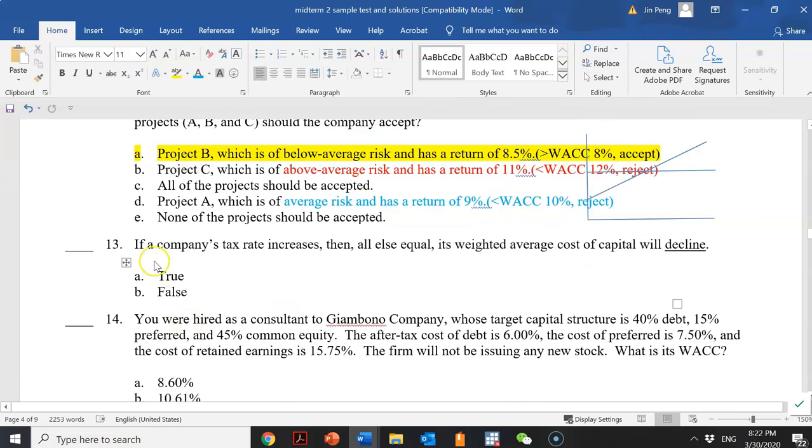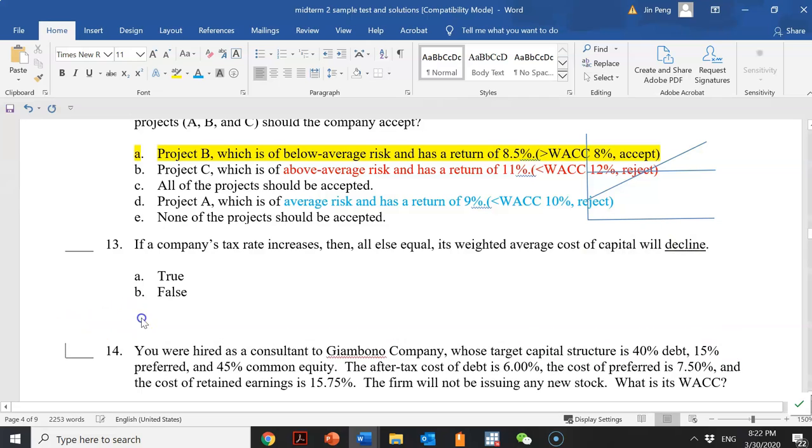Question 13. If a company's tax rate increases, then all else equal, its weighted average cost of capital will decline. So let's see what happens to WACC when T, the tax rate, increases.